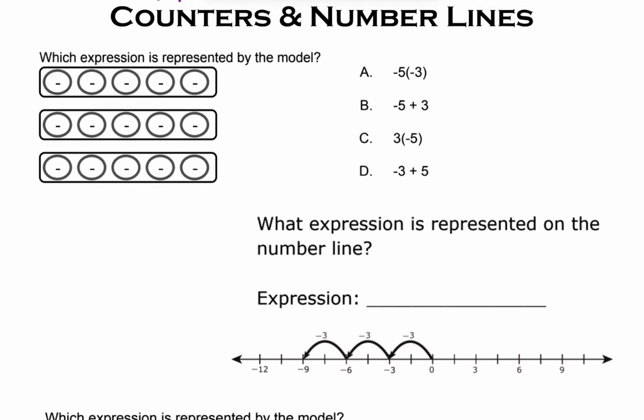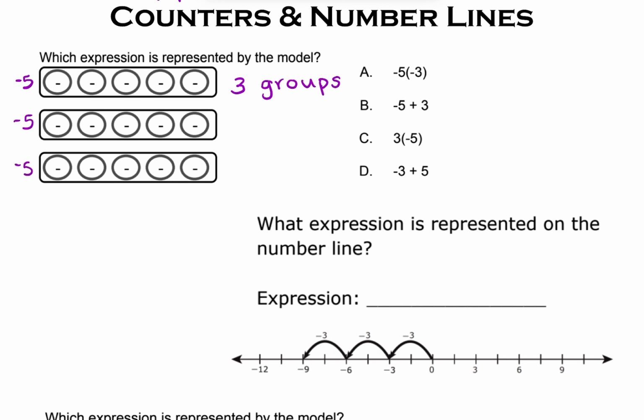So let's look at this first one. It says, which expression is represented by the model? So automatically, I see I have pieces grouped into three. So how many groups do I have? I have 1, 2, 3 groups, and that 3 is going to be a positive 3 because I have 3 groups. And then I have negatives on the inside, and I have 5 of those. But those are negative, so this is a group of -5, -5, and -5.